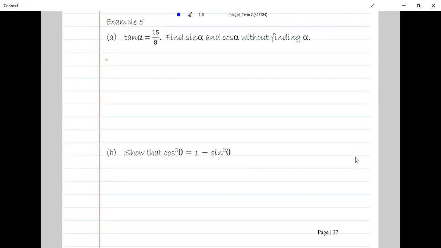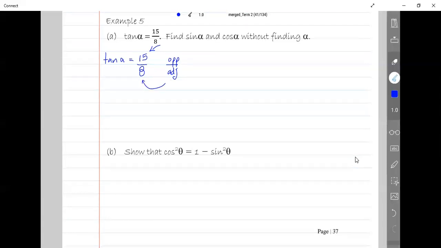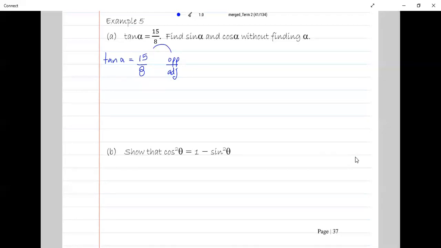All right, so how would I do that? Let's start out with what they gave us. They gave us that tan alpha is equal to 15 over 8. Now, tangent is equal to opposite over adjacent. So the opposite is associated with 15, and the adjacent is associated with 8. So from that, I can probably draw a triangle.